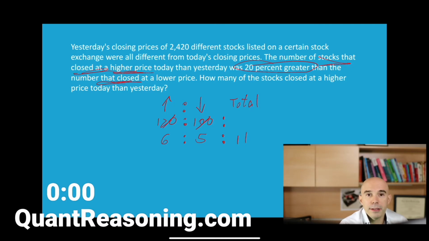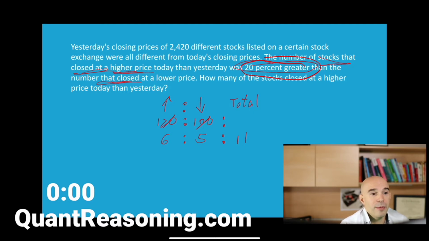And now with our inference column for the ratio, we can say really advanced things like of all of the stocks, 6/11 went up and 5/11 went down. So to get to that kind of inference just from this sentence here with a 20% greater is impossible, I think. Without drawing the ratio and making that inference column, I don't know how you go directly from a sentence talking about some stocks being 20% more than the others to 6/11 of the stocks went up and 5/11 went down.